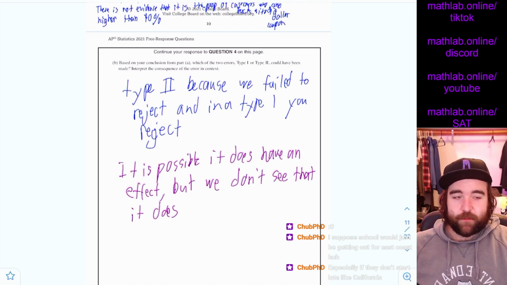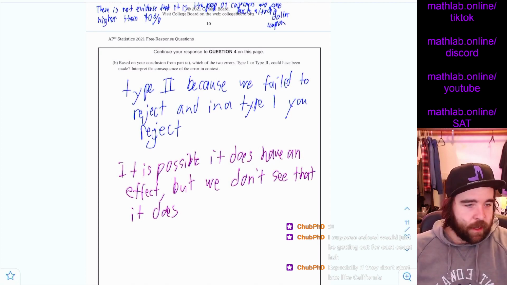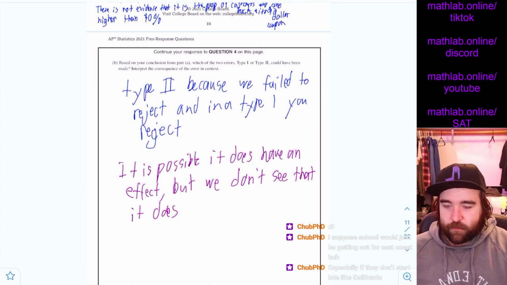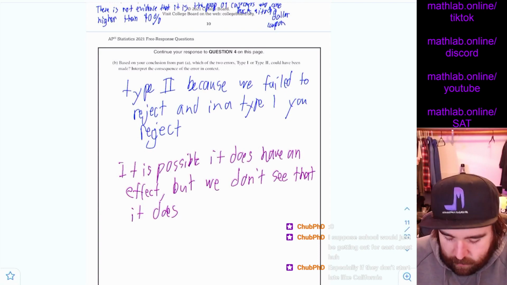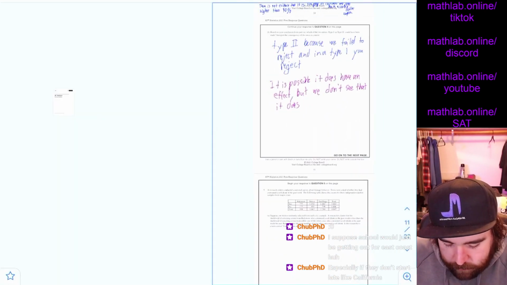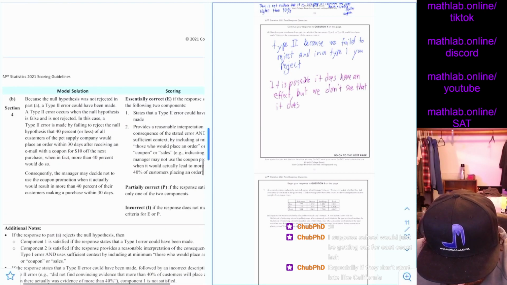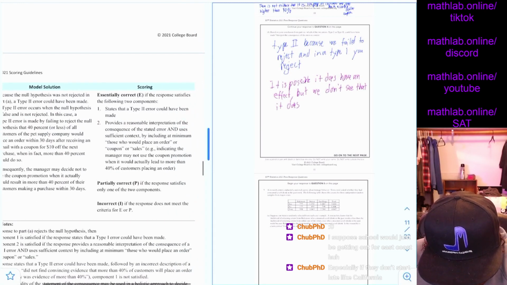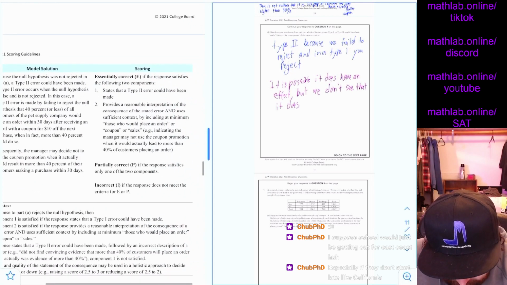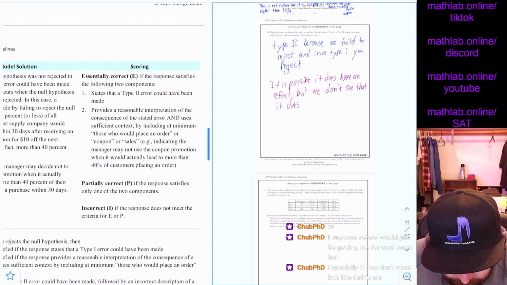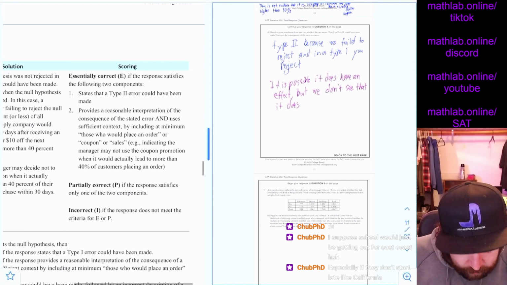Okay, that was iffy, and I had to do some Googling. But notice that I got it right, and notice that it just confirmed my understanding of the issues. Okay, so let's look at this. Part B. Or did I do this? Oh, no, yeah. States that a type 2 error could have been done, provides a reasonable explanation and the consequence of the stated error, and uses sufficient context by including at minimum, those who would place an order or coupon or sales.